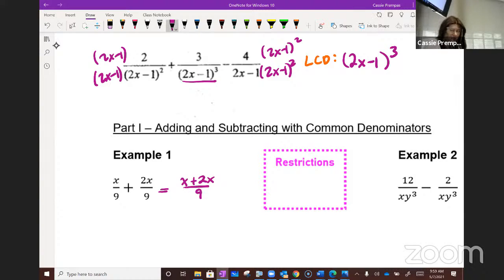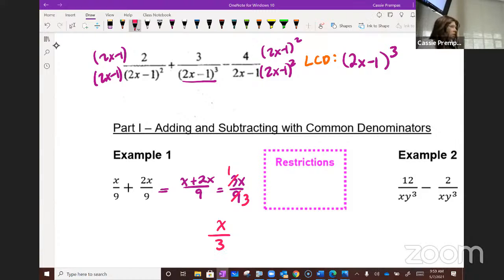Can I combine x plus 2x? Yeah, 3. Awesome, 3x over 9. And the last thing I do is reduce. A fraction is reduced when all the common factors have been canceled from the top and the bottom. So what can we reduce here? Yes, we can divide by 3. 3 goes into itself one time, into 9 3 times. So our answer is x over 3.